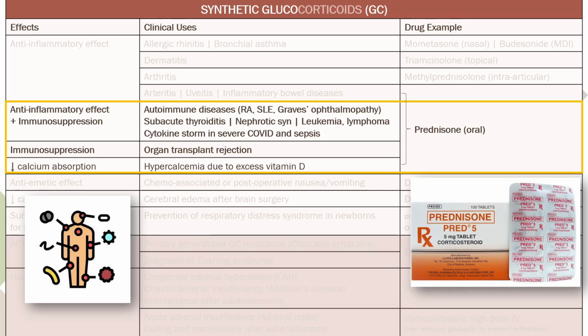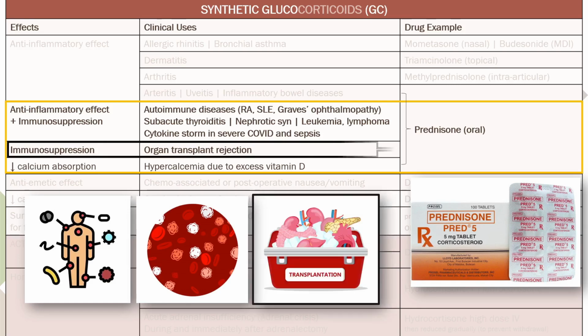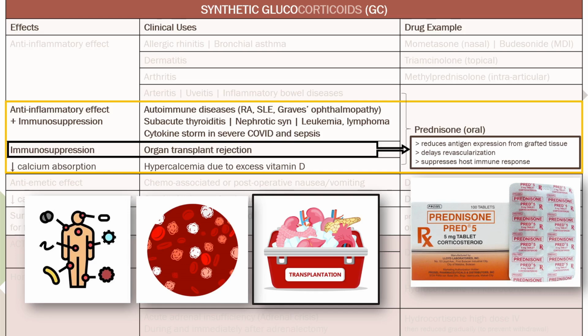It is also used in subacute thyroiditis, nephrotic syndrome, and hematologic cancers such as leukemia and lymphoma. Another important application of prednisone is its prevention or treatment of organ transplant rejection. It reduces antigen expression from the grafted tissue, delays revascularization, and suppresses the host immune response. Prednisone is also used to treat hypercalcemia from excess vitamin D by interfering with absorption of calcium.